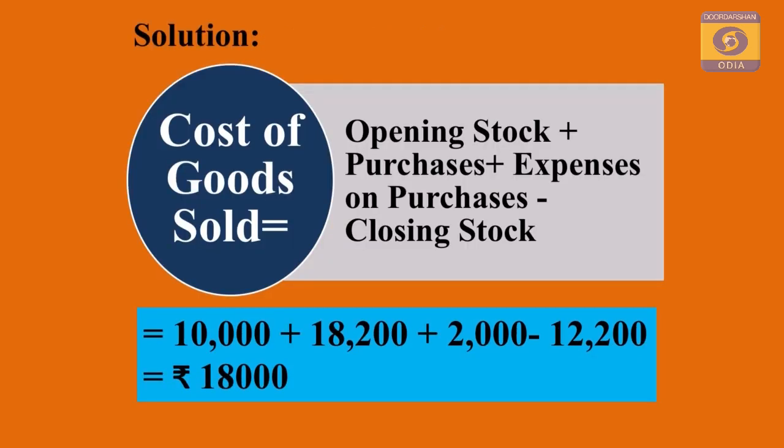So, take a look at this. How do we find out the cost of goods sold? The cost of goods sold is opening stock plus purchases plus expenses on purchases less closing stock. That will give us the cost of goods sold. So, opening stock value given to us is 10,000 plus 18,200, that is purchases, plus expenses on purchases, that is 2,000, minus 12,200. So, we got the cost of goods sold as 18,000.